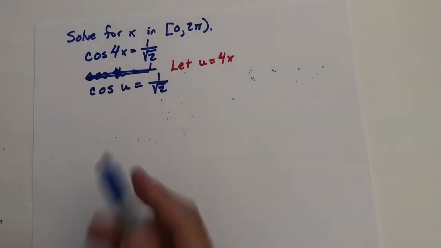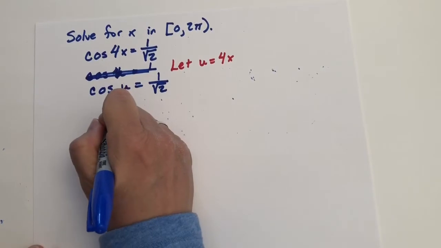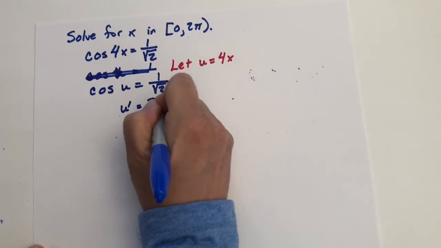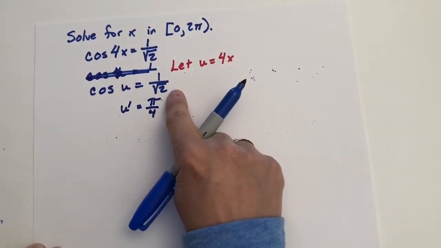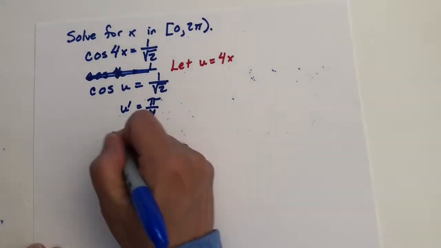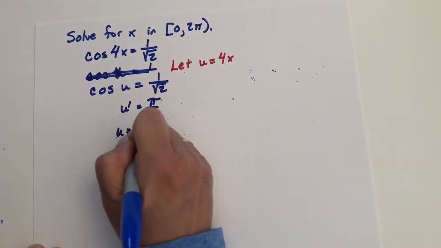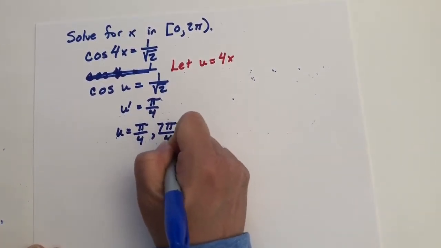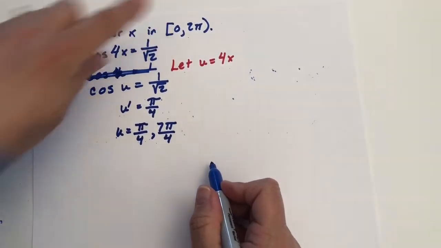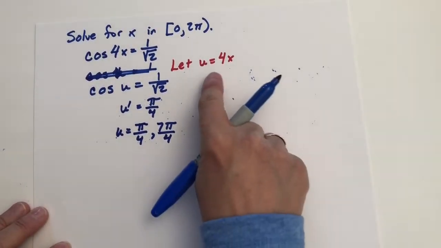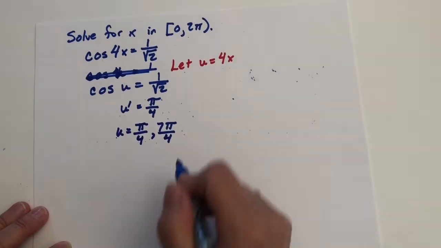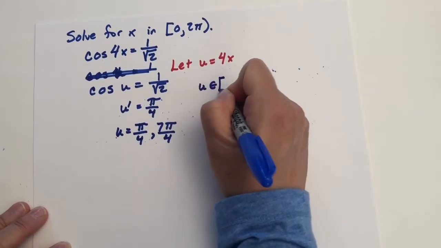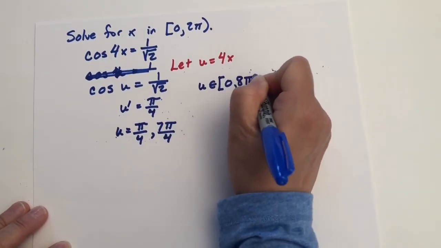So now, if we solve for u, I know that the reference angle for this would be pi over 4. But we know the cosine is positive in the first and fourth quadrants. So u would actually equal pi over 4 or 7 pi over 4. But if x is in the interval 0 to 2 pi, we know we're going to have to go out further for u. U, we know, is going to need to be between 0 and 8 pi.